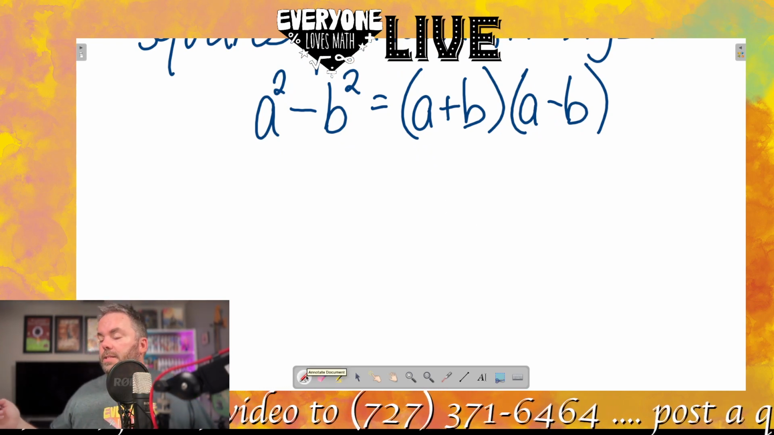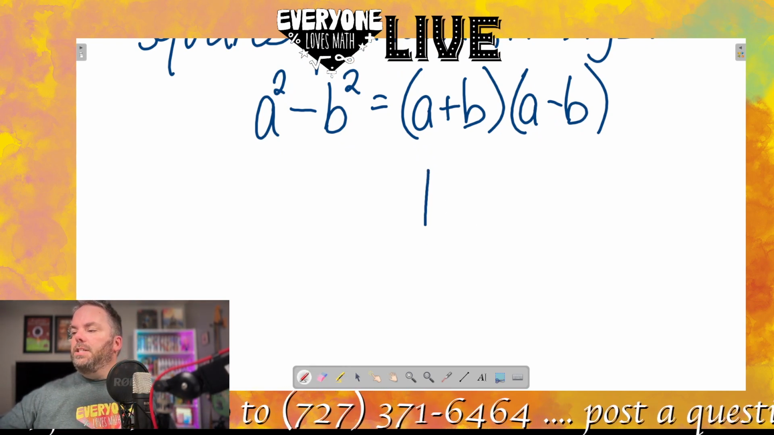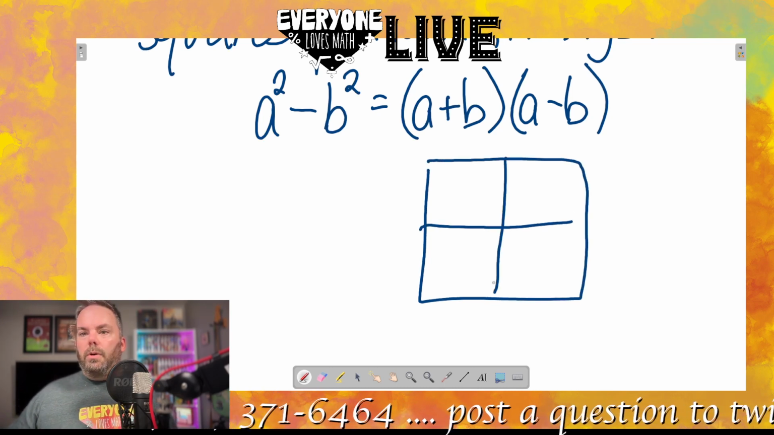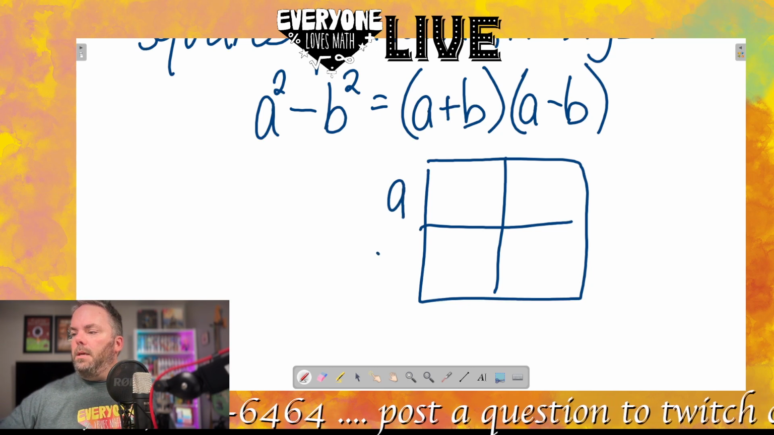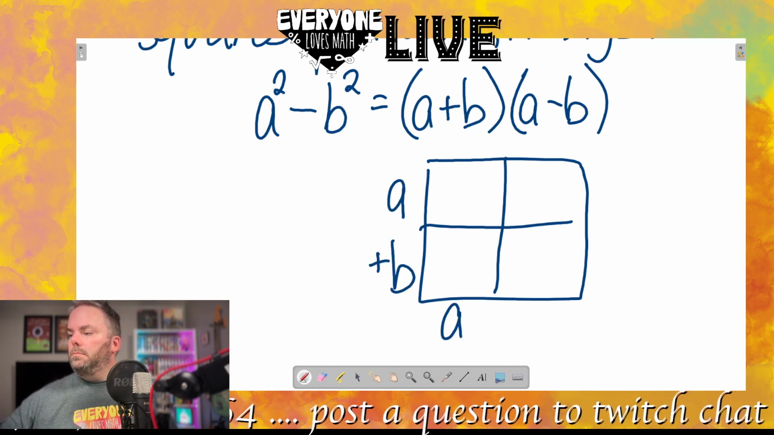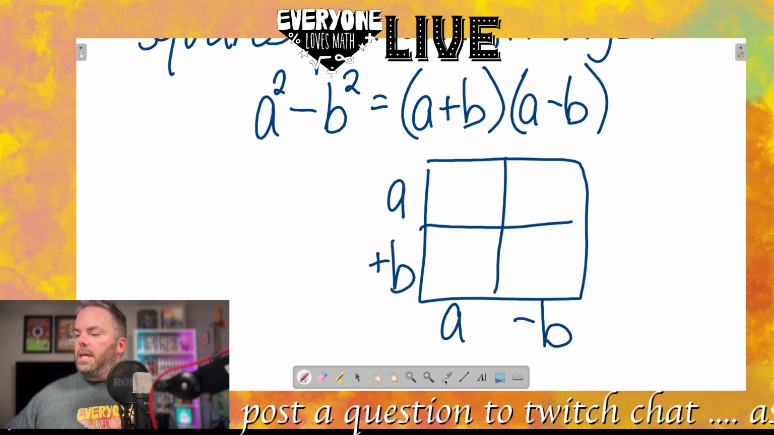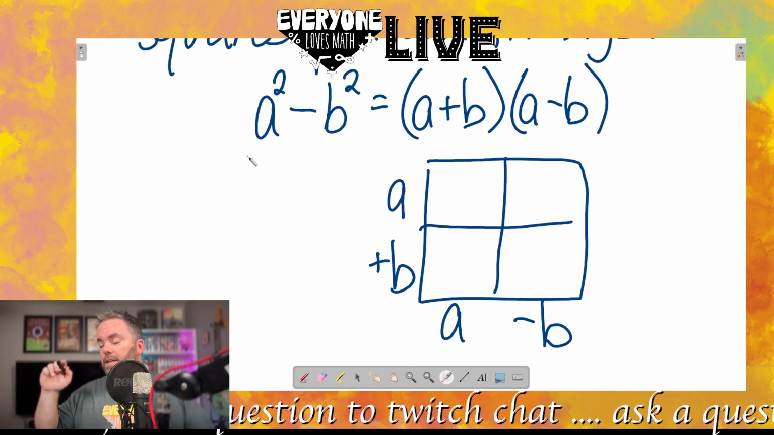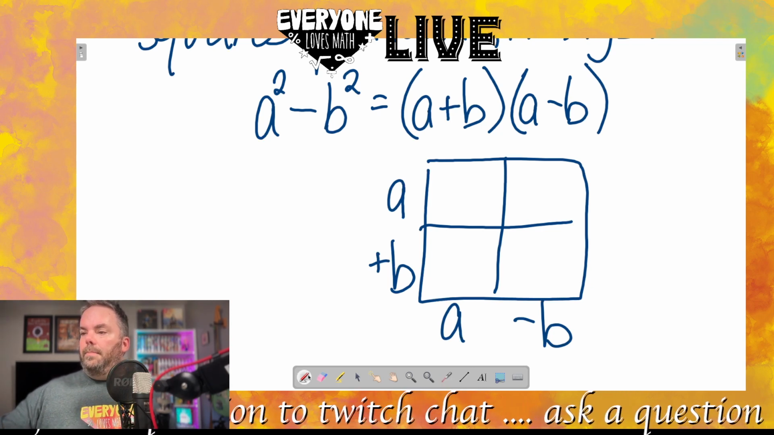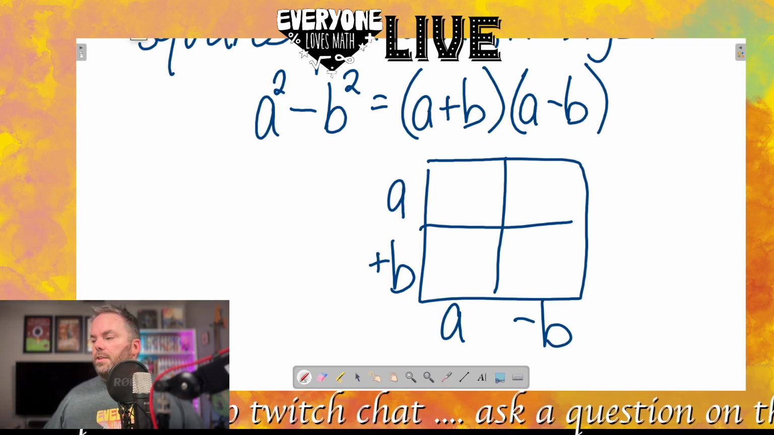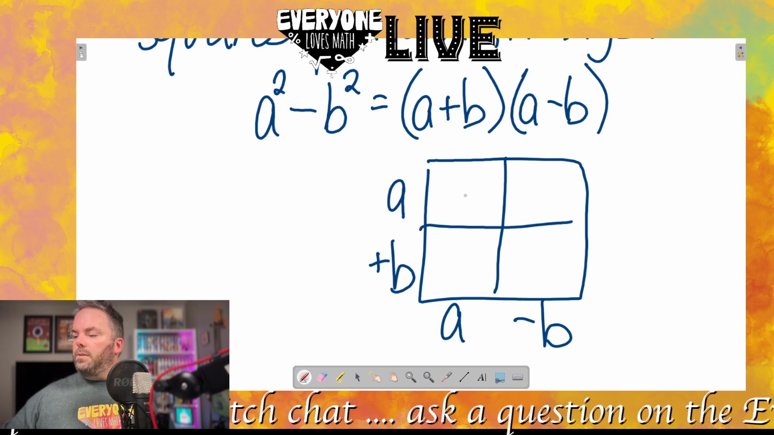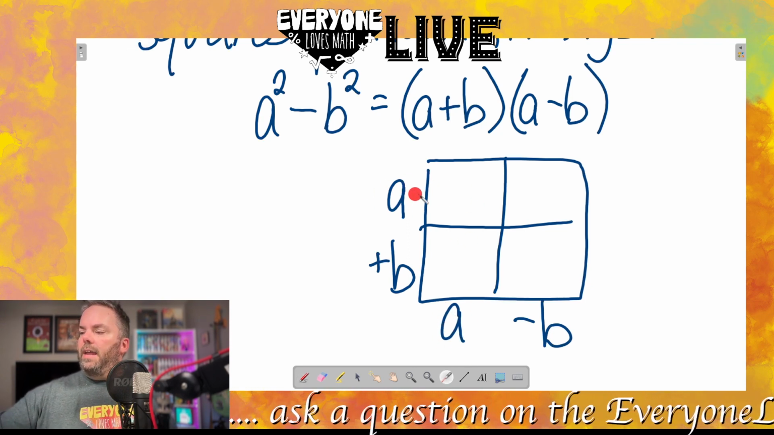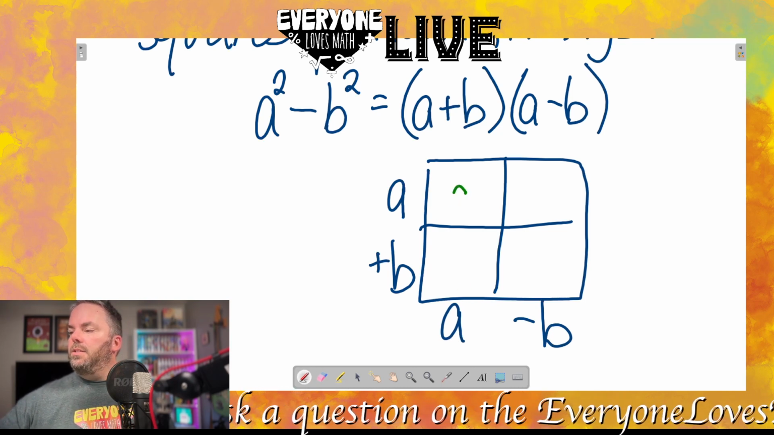So whenever we see this, we celebrate. Look what happens if we multiply out, and I'm going to use the area model to multiply it out. Look what happens if we multiply out a plus b and a minus b. We're going to take this thing and multiply it out just to show that it really does equal a squared minus b squared. We've all done this before. In this first box, we're going to do a times a, and that's a squared.